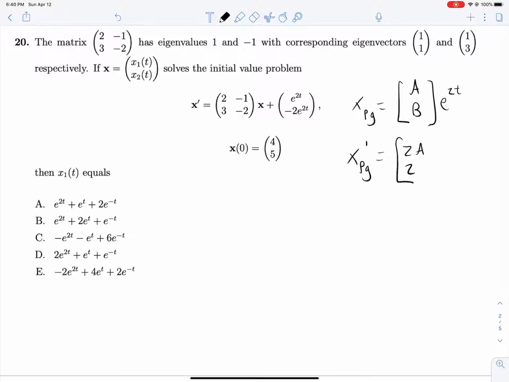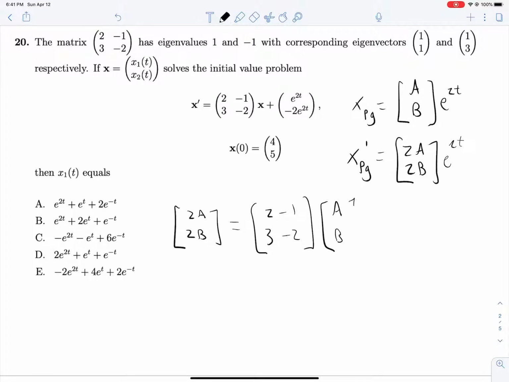That's 2a, 2b, e to the 2t, and we can plug both of these into here to find our values for a and b. Because there's an e to the 2t in every single term, I'm going to divide it out ahead of time. So we'll plug in for x prime 2a, 2b, is equal to 2, negative 1, 3, negative 2, multiplied by a, b, plus 1, negative 2, because we're dividing out that e to the 2t.